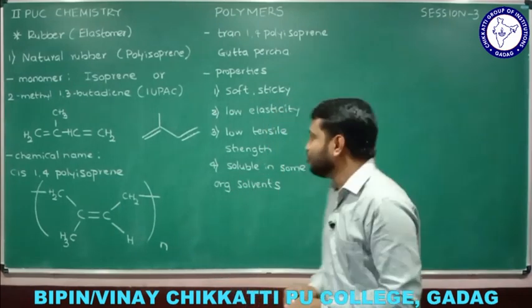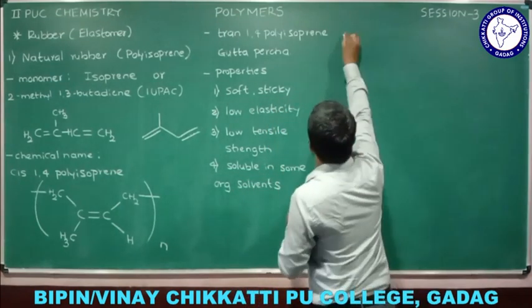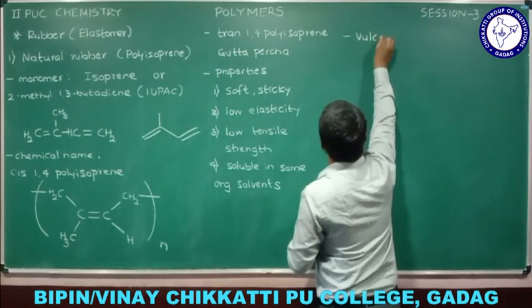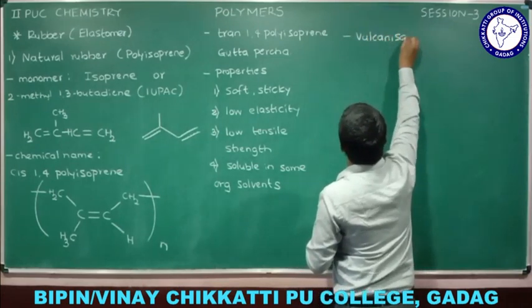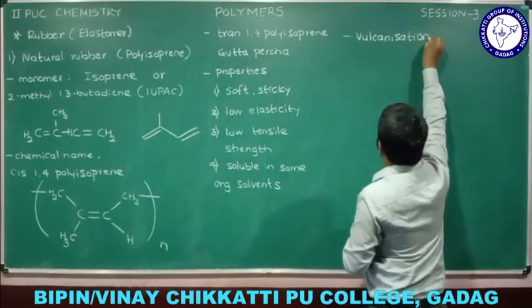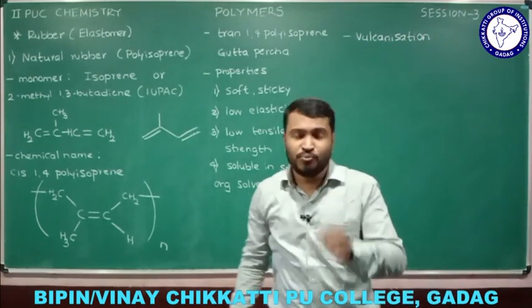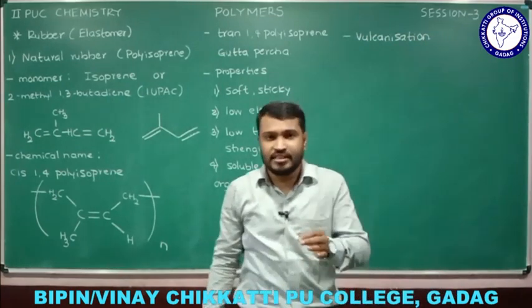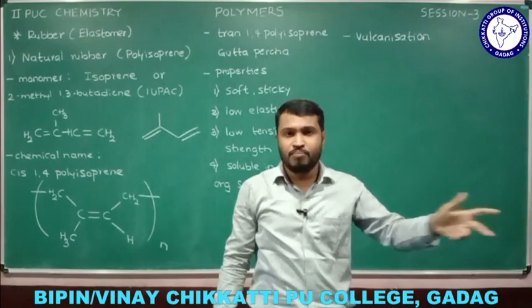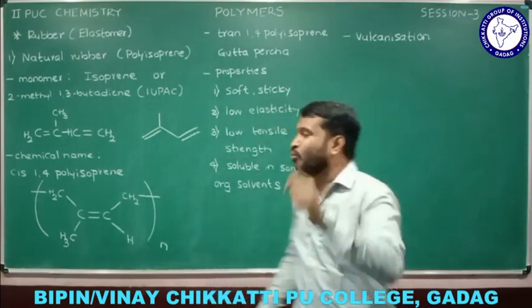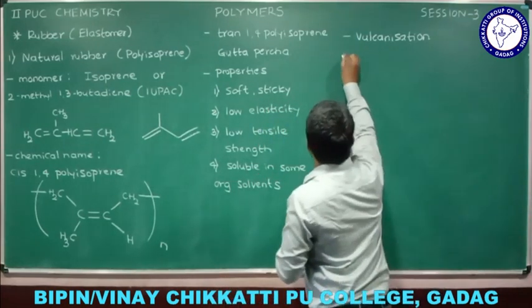So what do we have to do for that? Here we are supposed to go for what we call vulcanization of natural rubber. So vulcanization of natural rubber is nothing but the conversion of natural rubber into synthetic rubber. So what do we have to do here actually? I am going to write here.